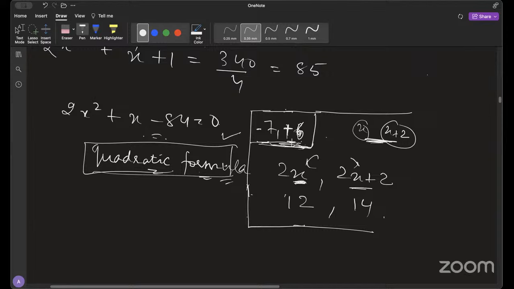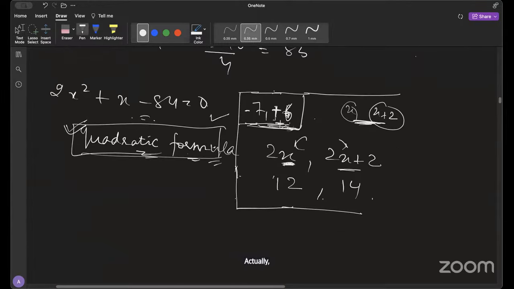Okay. Use this thing to find the roots. You don't have to do hit and trial. Actually, the equation is x square plus x, excuse me, ma'am, minus 42, ma'am.